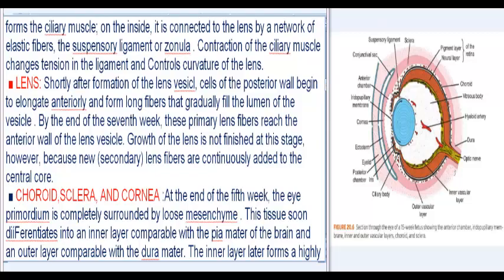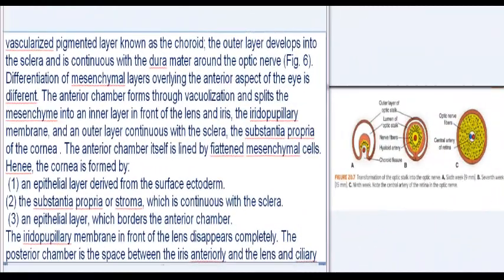The inner layer later forms a highly vascularized pigmented layer known as the choroid. The outer layer develops into the sclera and is continuous with the dura mater around the optic nerve, Fig. 6. Differentiation of mesenchymal layers overlying the anterior aspect of the eye is different.